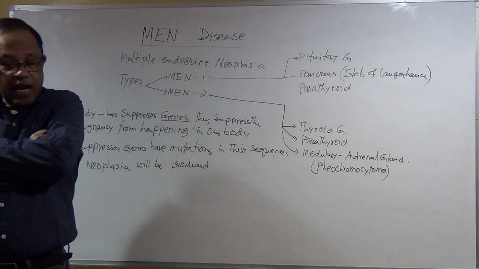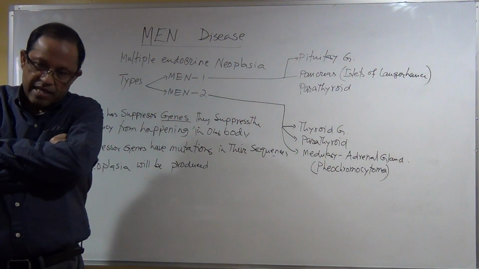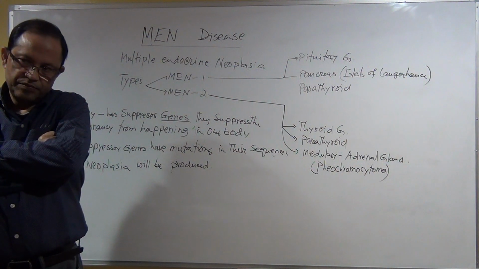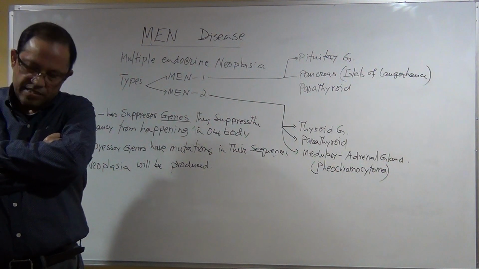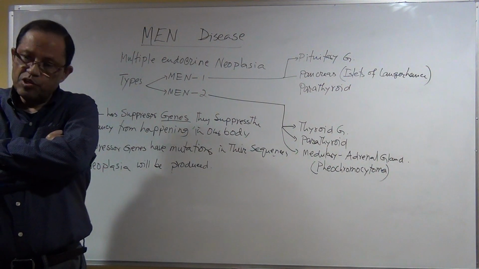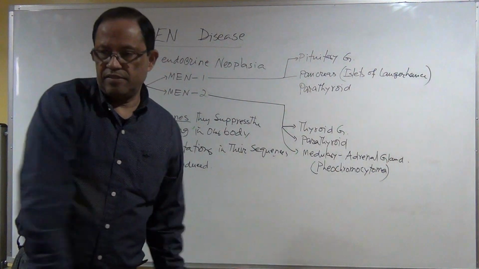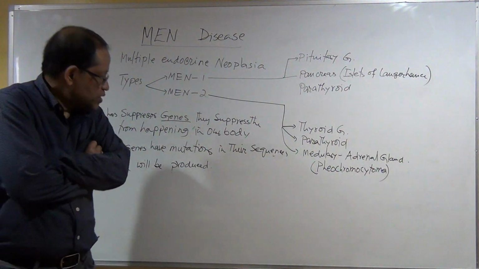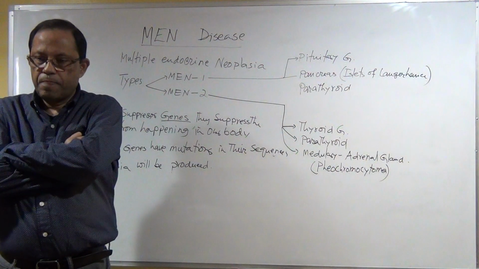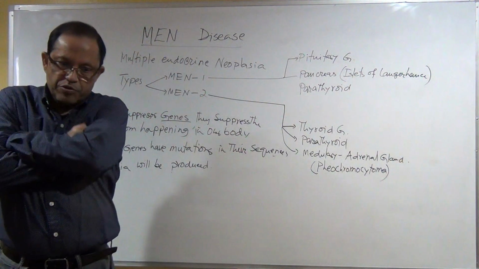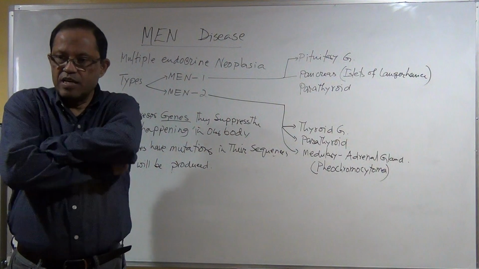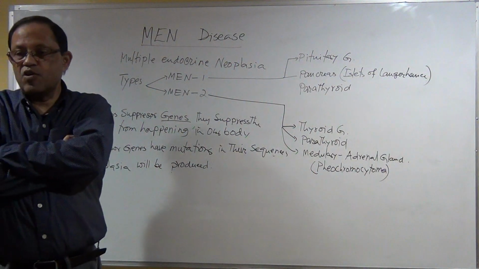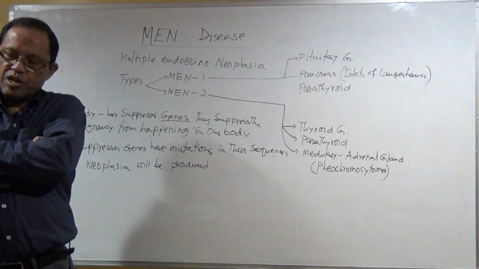This mutation can come genetically. It runs in the family, like breast cancer, ovarian cancer. Thyroid cancer runs in the family. That means the mutated suppressor gene can pass from parents to the children. And these genes can also be mutated from exogenous, external causes.